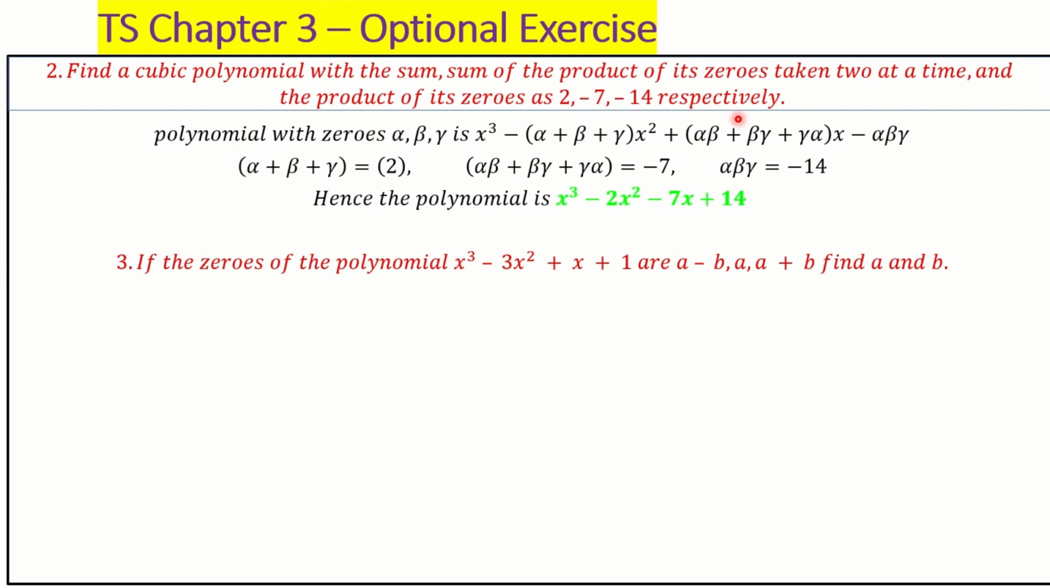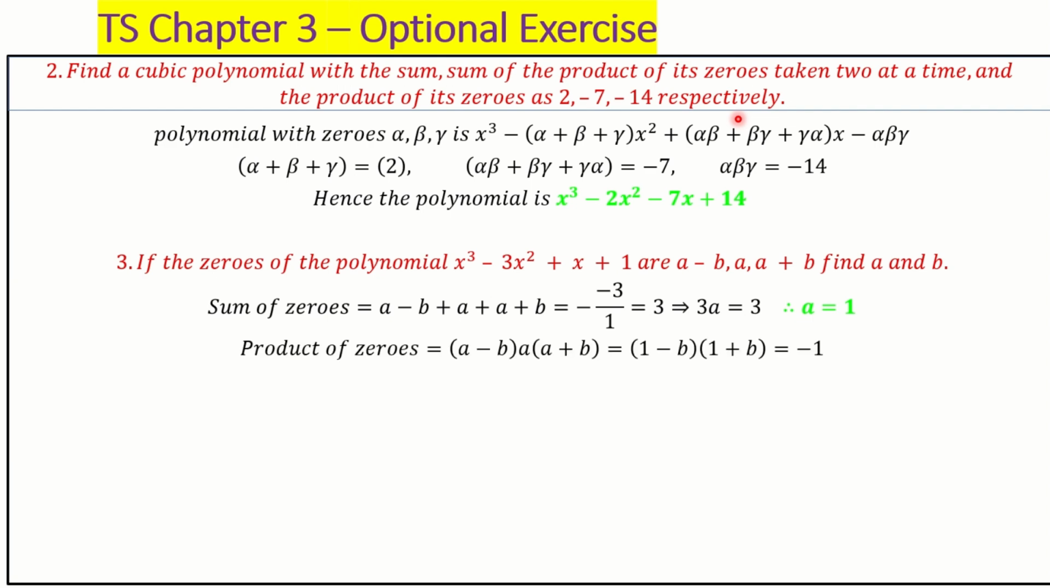Next question, third: if the zeros of the polynomial given are a minus b, a and a plus b, find a and b. Yeah, this is simple. We know the relationship between the zeros. So sum of zeros is a minus b plus a plus b, which is equal to minus of minus 3 by 1, that is alpha plus beta plus gamma is minus b by a, right? So you will get that as 3. So 3a equal to 3, that means a equal to 1.